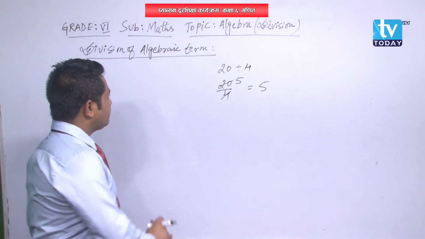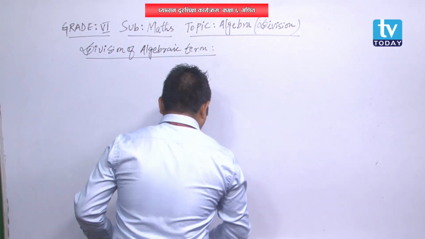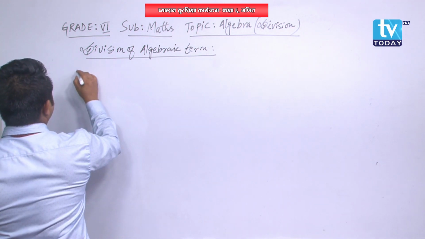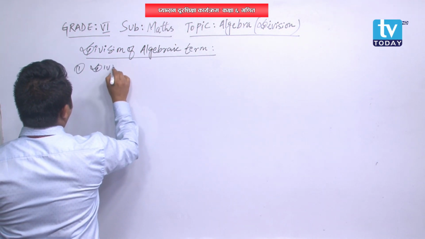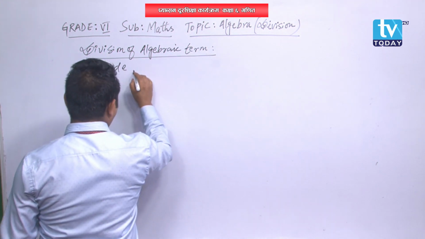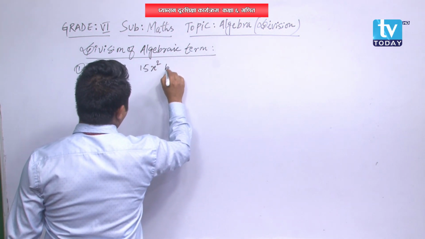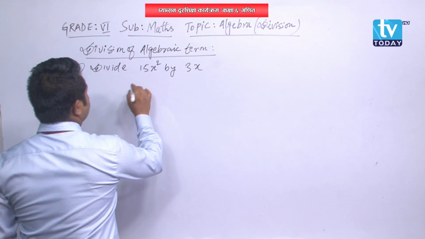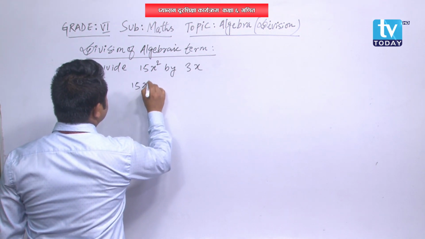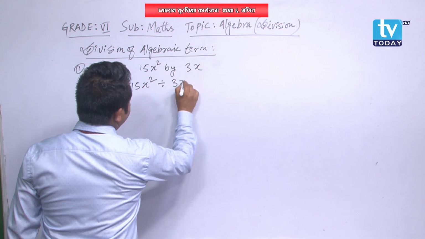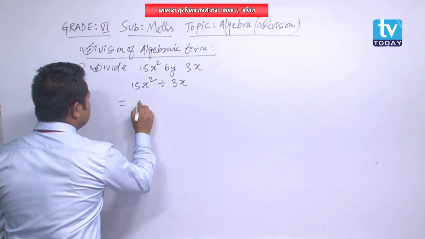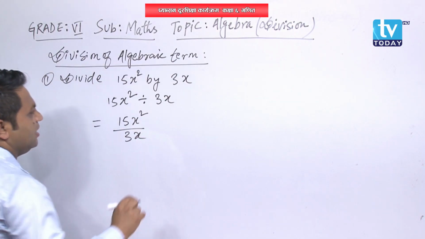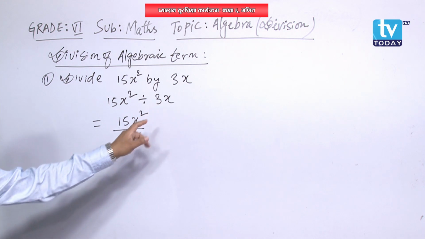In a similar manner, how can you divide in algebraic terms? Please check here. Question 1: divide 15x square by 3x. You can write 15x square divided by 3x is equal to 15x square upon 3x. There is a division symbol, so it will go down.